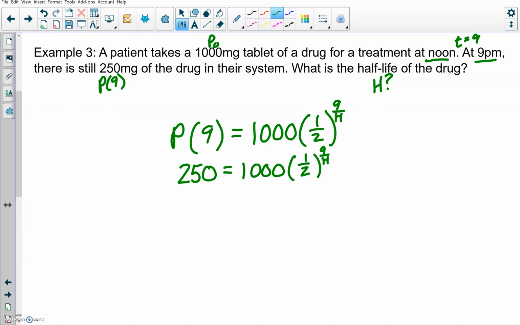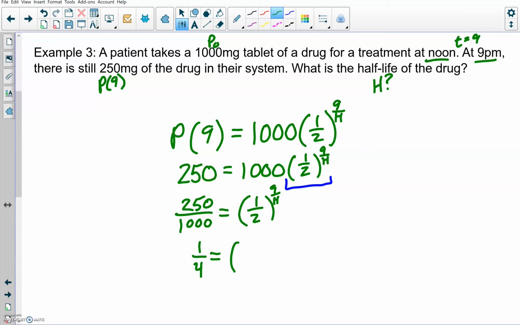And then again, we need to get the 1/2 with that 9 over H alone so that I can solve for the power using logarithms. This is another place where the logarithms come in. So you get 250 divided by 1,000. After you divide both sides by 1,000, that's 1/2 to the 9 over H. 250 over 1,000 is 1 over 4. And now at this point, I can go ahead and use the logarithm.